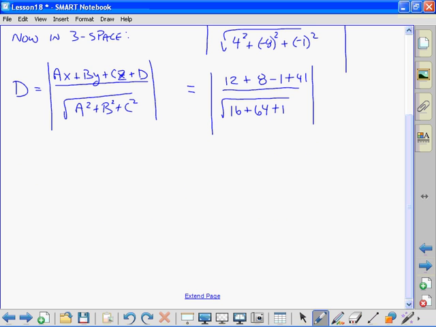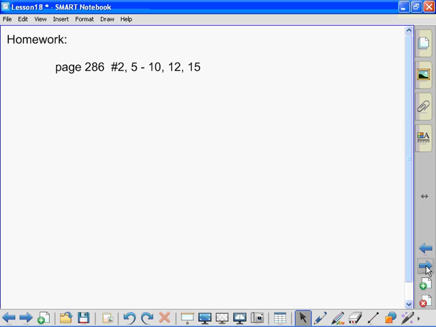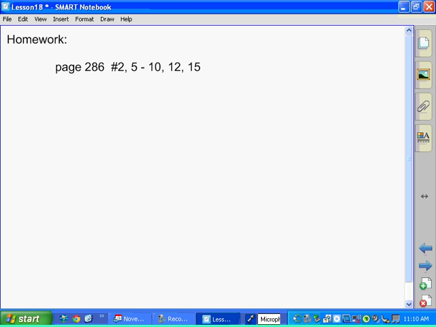So just finishing that off. On top, 12 plus 8, that gives me 20. 41 minus 1, so it'd be 60 on top. It's already positive. And on the bottom, I would have 16 plus 64 plus 1, that's 81, root 81. So that's 60 over 9 units, and you can reduce that to 20 over 3 units. So that would be the distance from that given point to the plane itself. And there's the homework. If you have any questions, please let me know, and we'll get them cleared up. Good luck.